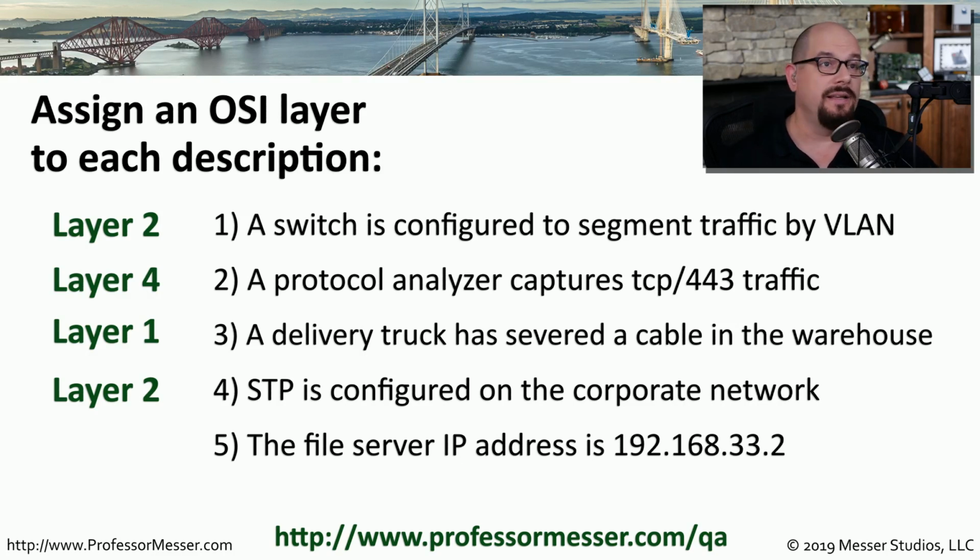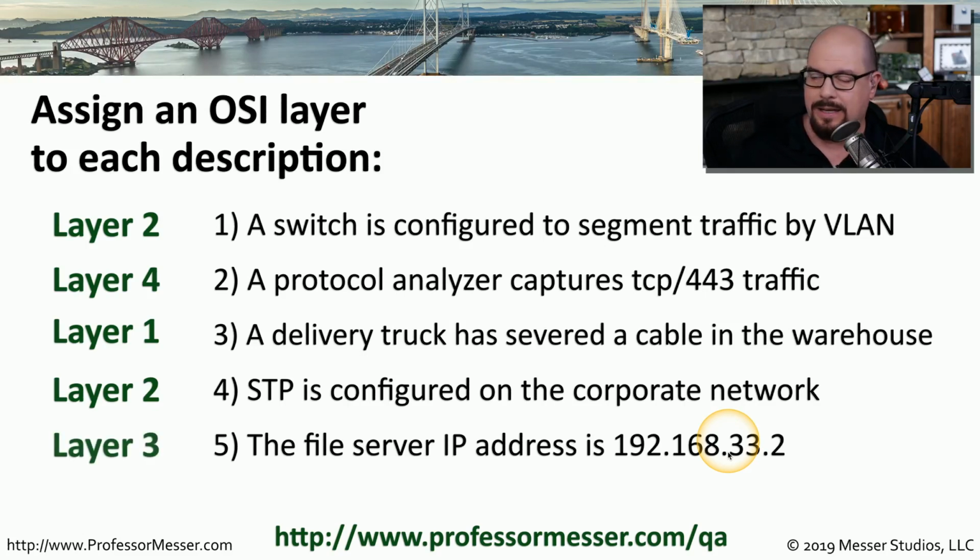And the last one, the file server IP address is 192.168.33.2. We're talking about an IP address in this situation. If it's an OSI model and you hear IP address or you hear router, then you're definitely going to be talking about OSI layer 3. So there's our 5 different options.